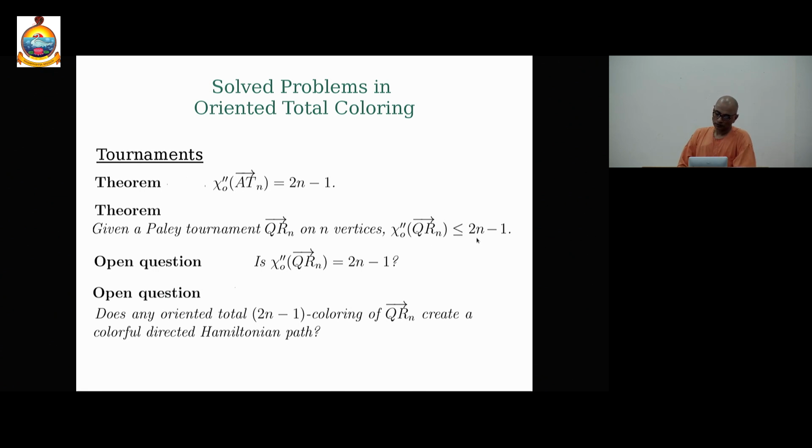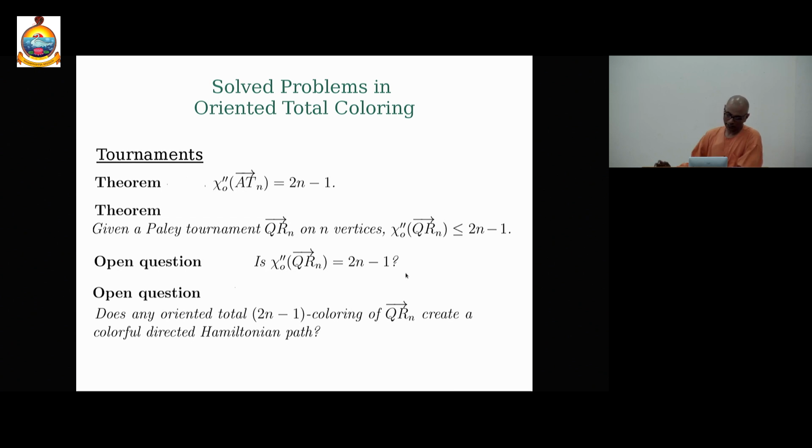It is found that it is less than or equal to 2n minus 1, but do we really need 2n minus 1 vertices? Is it a tight bound? This question is open. We were unable to solve this.